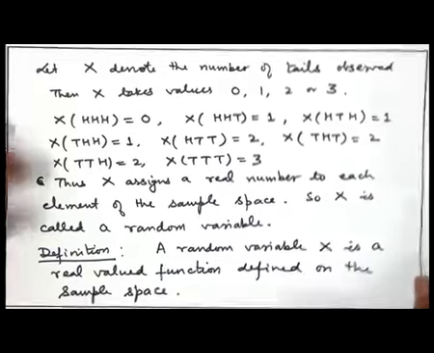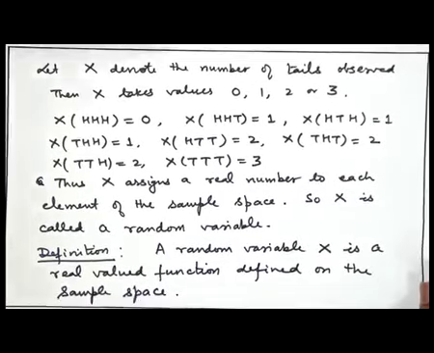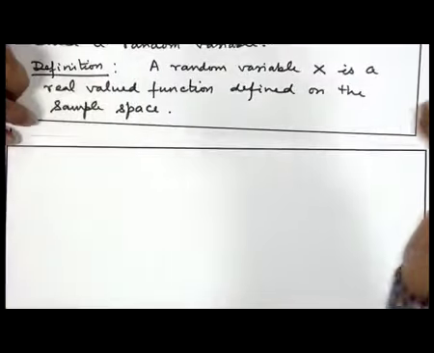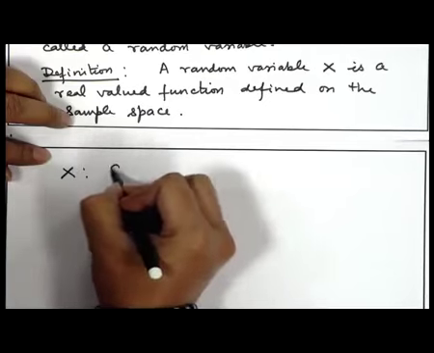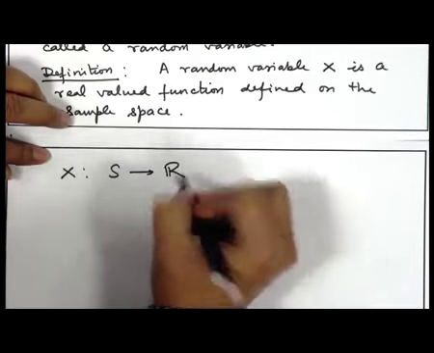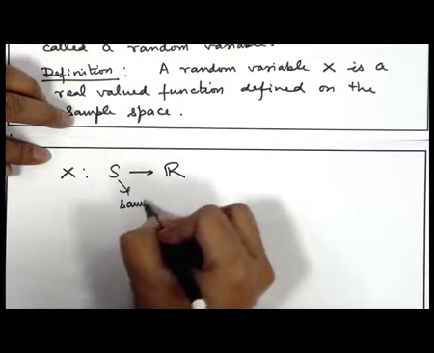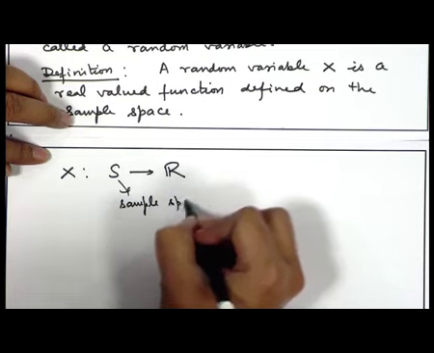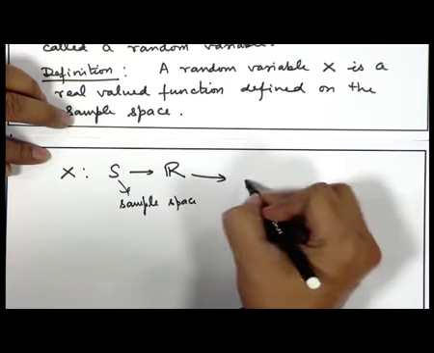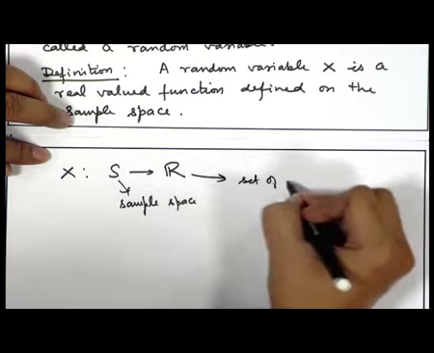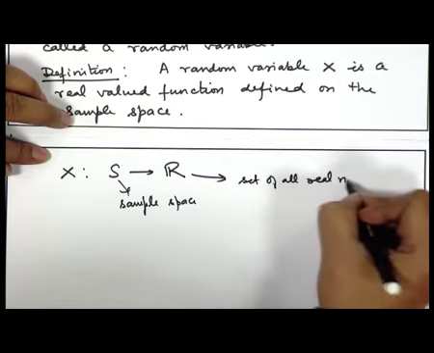Let us follow the popular terminology which you use in mathematics. How do you write a function? You write a function like f is from A to B kind of thing. So, that means here X is from S to the set of real numbers. S is the sample space and R is the set of all real numbers.